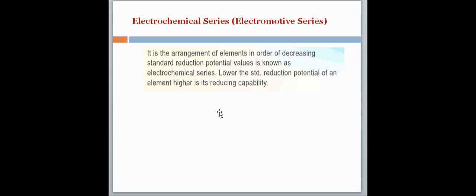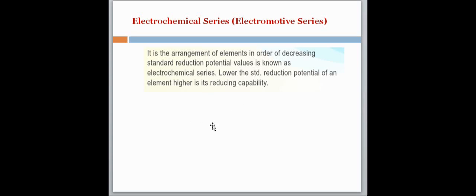Let's take a look at something called the electrochemical series. Now what is this electrochemical series? It is actually a table, a table which gives reduction potential values in decreasing order. So it is the arrangement of elements in order of decreasing standard reduction potential values. Lower the standard reduction potential of an element, higher is its reducing capability.